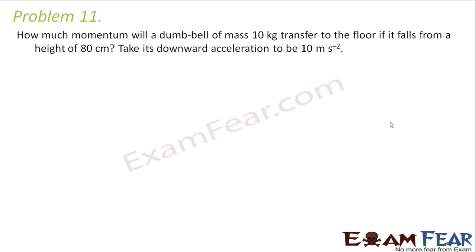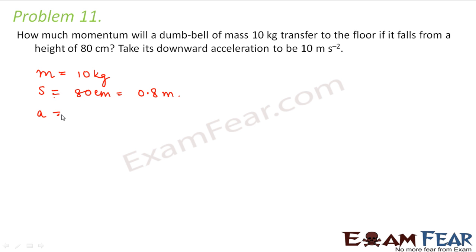Let us look at problem 11. It says, how much momentum will a dumbbell of mass 10 kgs transfer to the floor if it falls from a height of 80 centimeters? Take its downward acceleration to be 10 meter per second square. So in this case, the mass of the dumbbell is given as 10 kgs. It falls from a height of 80 centimeters. That means the distance that it covered is 80 centimeters, which is equal to 0.8 meters. What is the acceleration of the dumbbell? It is 10 meter per second square.